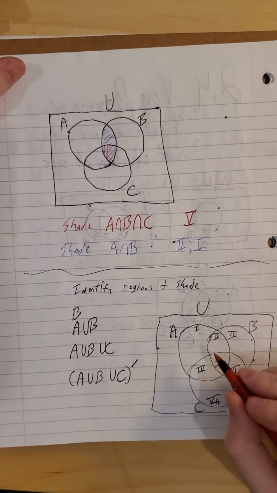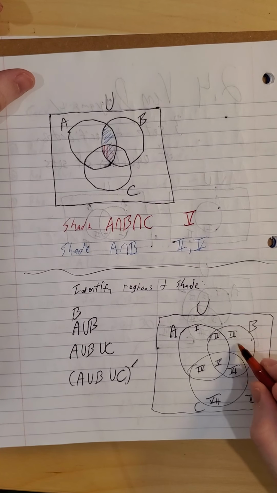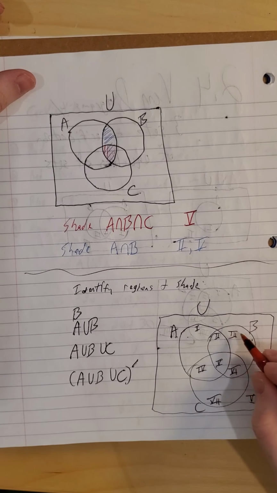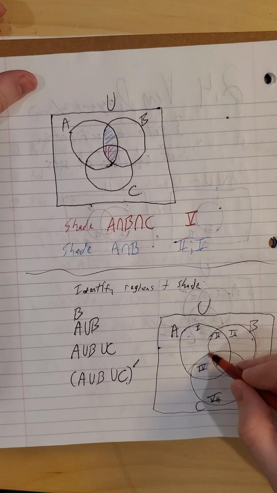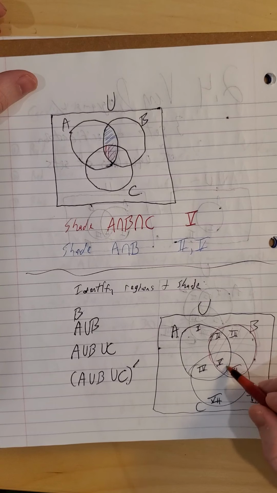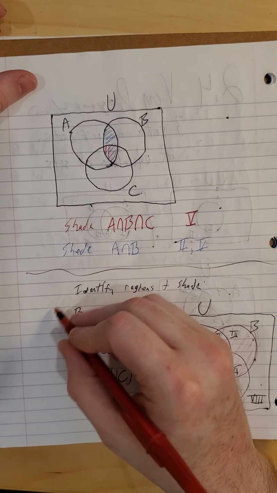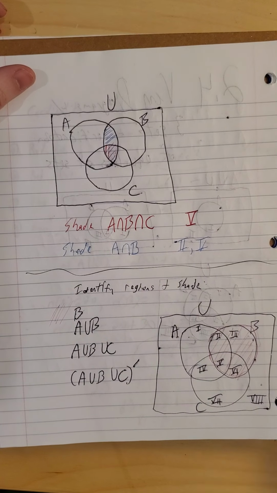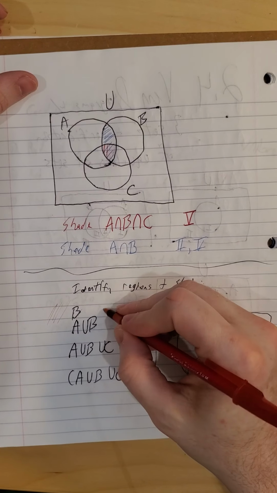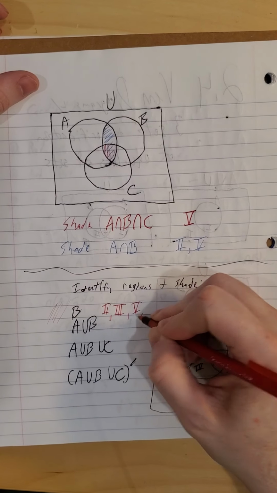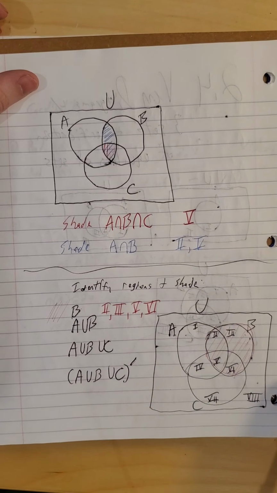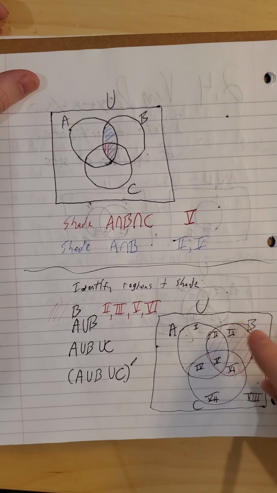So B is not only region 3. If it just says B, it's everything inside of B. So it's regions 2, 3, 5, and 6. I'll put a little key on the side of it. So region 2, region 3, region 5, and region 6 all are inside of circle B.